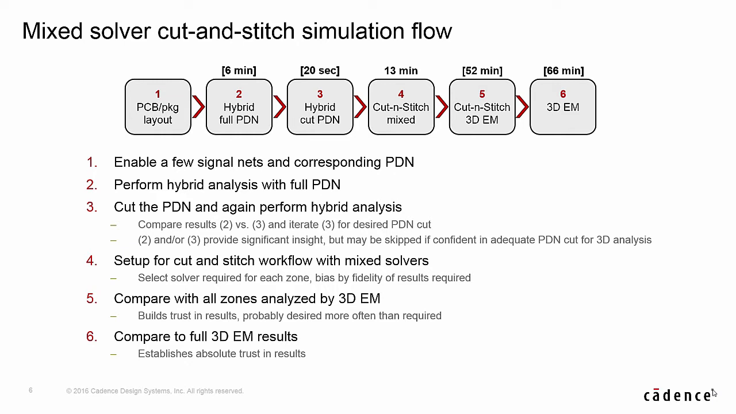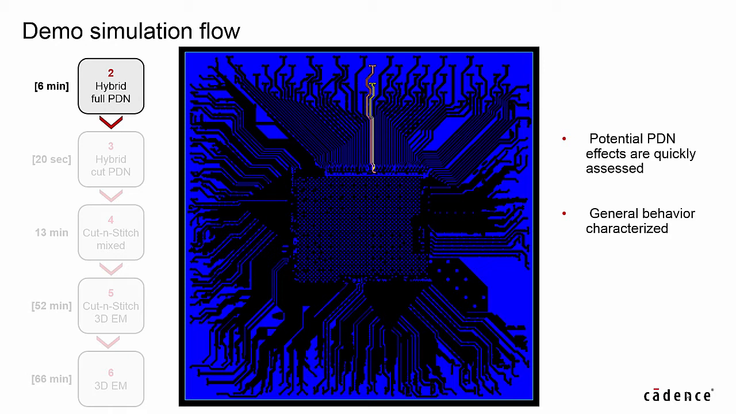Step 5. As an optional verification step, you can choose more zones to be simulated by 3D. In the extreme, you can select all zones to be simulated by 3D, which is the original single solver cut and stitch flow. Step 6. As a final verification, you can even pursue a 3D simulation of the entire cut design. Now, let's preview these simulation steps for the example design.